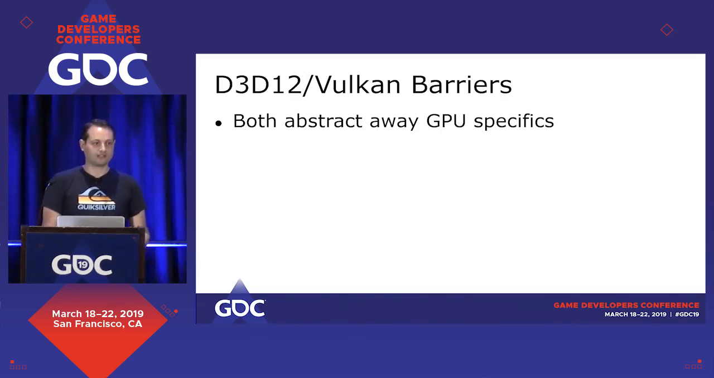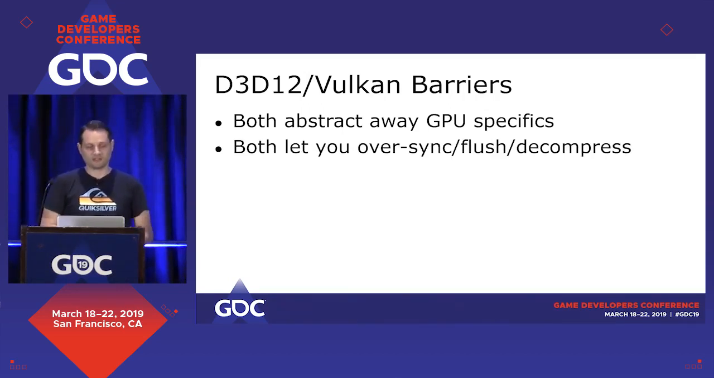But despite that, since you're manually issuing the barriers, you're still in the driver's seat a lot of the time in terms of what these different operations are doing. You're just going through a little bit of an abstraction. As a result, since you're manually issuing the barriers, you're going to be able to oversync or flush or decompress. So you have to be real careful about how you use your barriers.